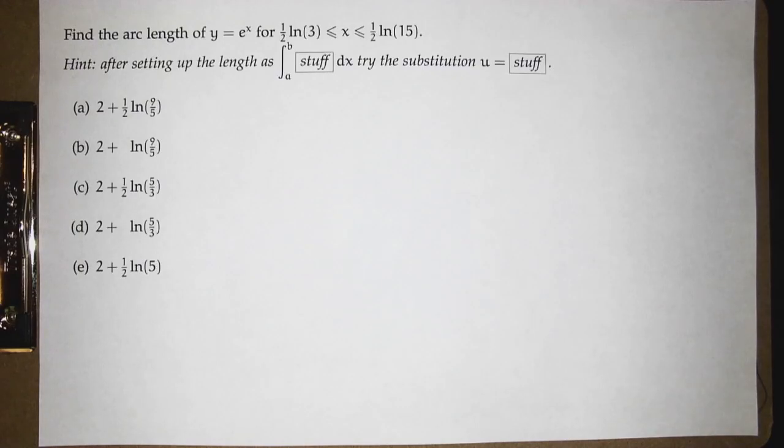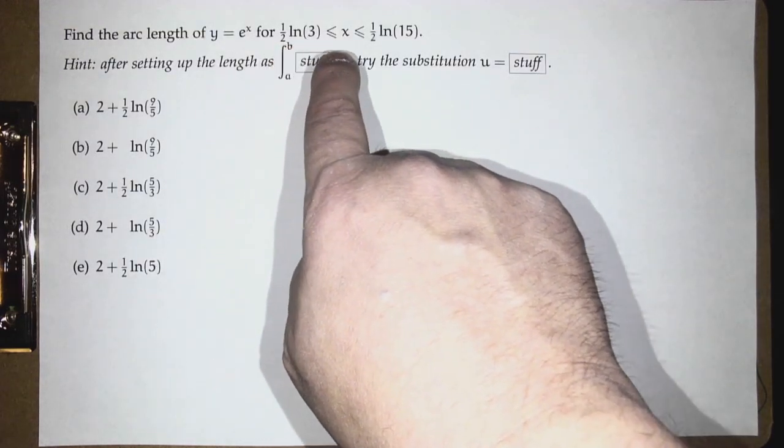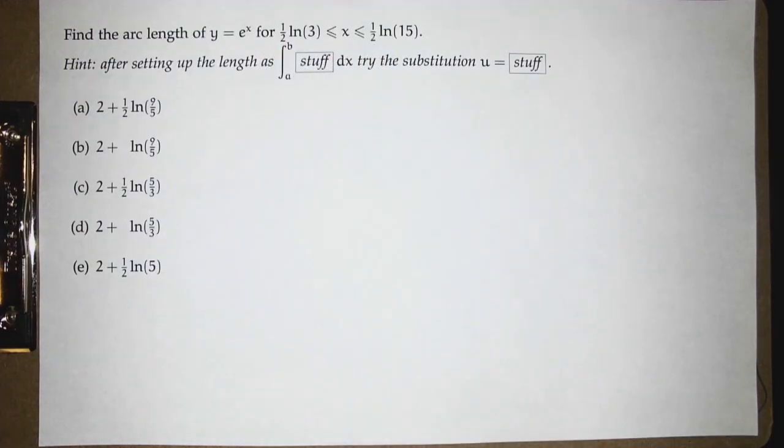So our beginning problem is the following. Find the arc length of y equals e to the x, for strange bounds, but usually strange bounds means something nice will happen: a half log 3 up to a half log 15. And then there's a very technical hint.